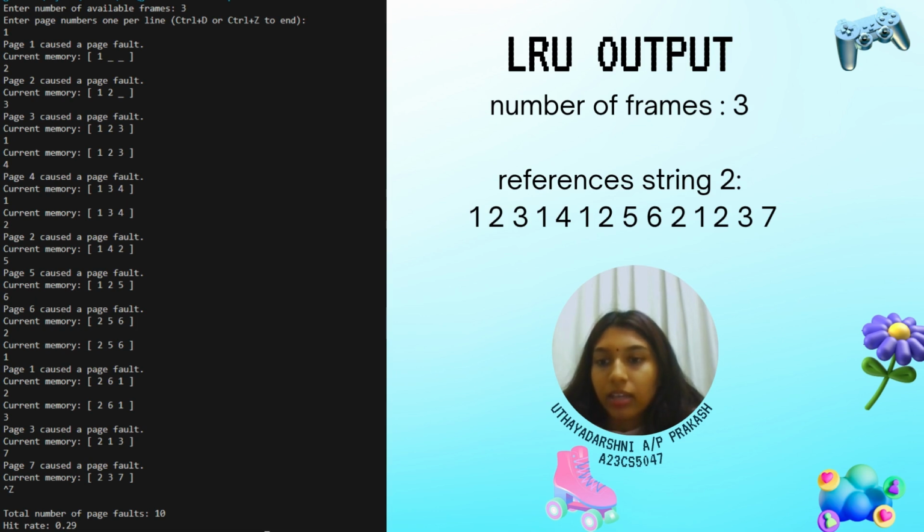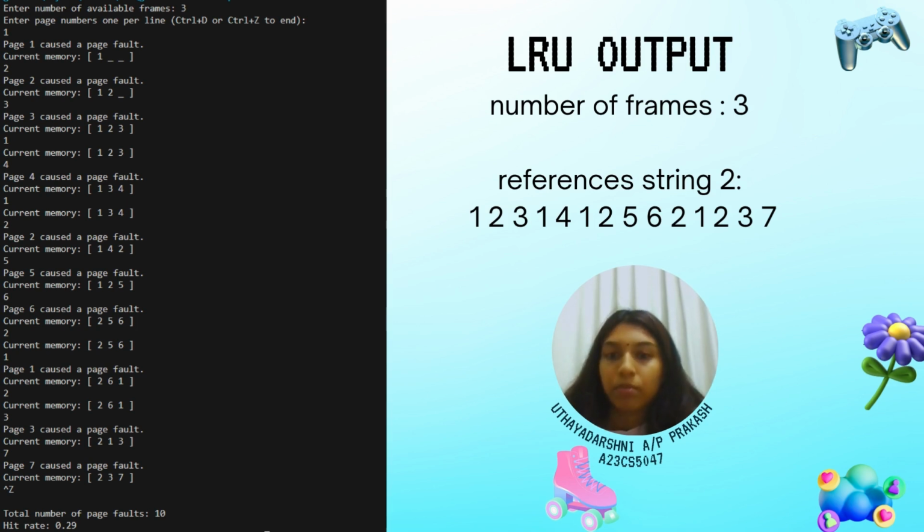And lastly, the summary is that the total number of page faults is 10, and the number of hits is 4 times, when page 1 and page 2 repeated, so they were already in the memory. And the hit rate is about 0.29, which means roughly 29% of the time we didn't need to load a new page. So what is the difference from the previous run?